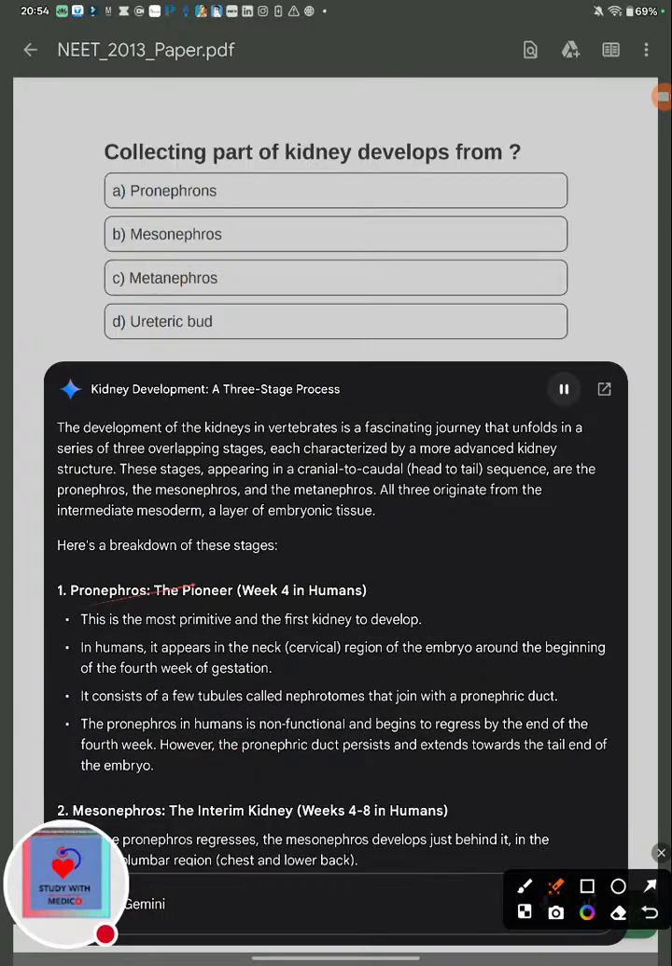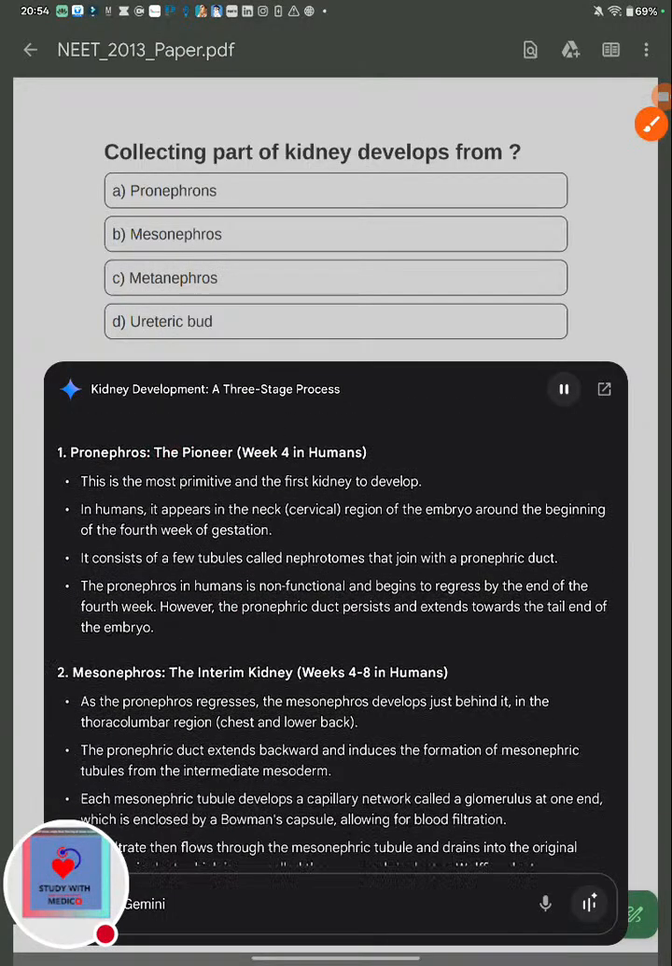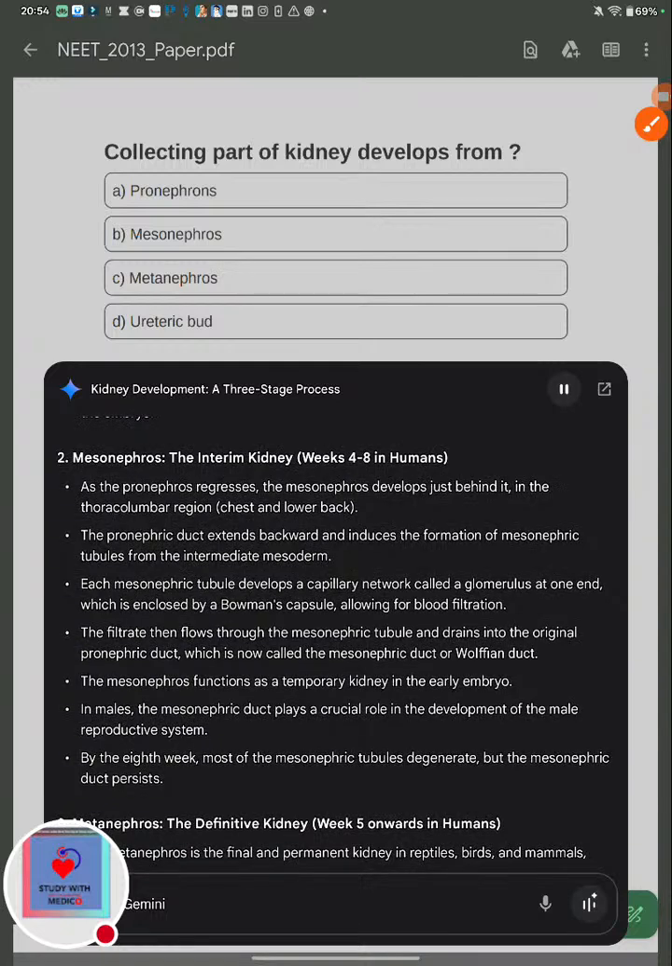2. Mesonephros, the interim kidney, weeks 4 to 8 in humans. As the pronephros regresses, the mesonephros develops just behind it, in the thoracolumbar region, chest and lower back. The pronephric duct extends backward and induces the formation of mesonephric tubules from the intermediate mesoderm.